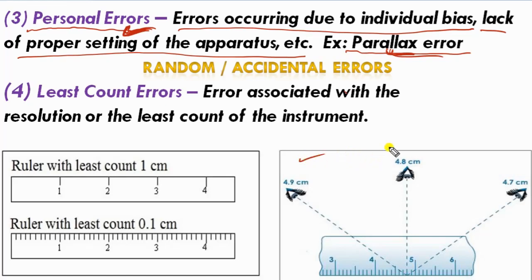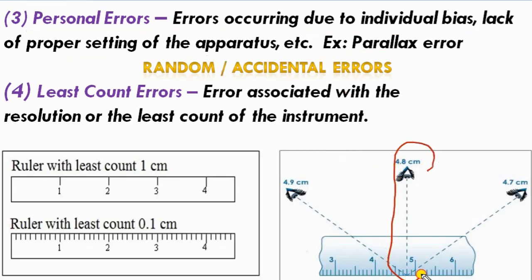Look here in this image. The correct way to read the value of your measurement is to keep your eye perpendicular to the scale. But if someone by habit is keeping his head consistently towards this side, then he will get a value that is more than the true value. In this case, the true value is 4.8 centimeter. So he will consistently get a value that is more than the true value, say 4.9 centimeter. Now, if there is another person who is consistently keeping his head tilted on this side, then he will report a value that is consistently less than the true value, say 4.7 centimeter in this case.